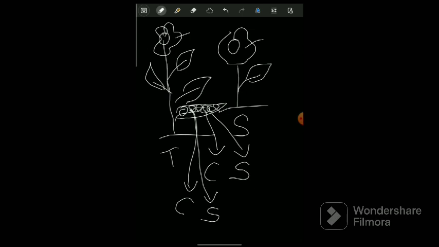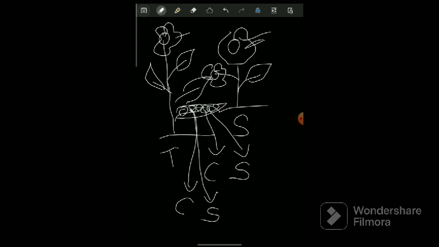Now there were seven contrasting characters. One was the flower color, the flower position, the axial position. And the tallness, the length of the plant stem, was the other one. The seed shape, the seed color, the pod shape, and the pod color. These were the contrasting characters observed by Mendel. Now he thought, this plant has some characters and the other plant has some other characters. What if I cross them?